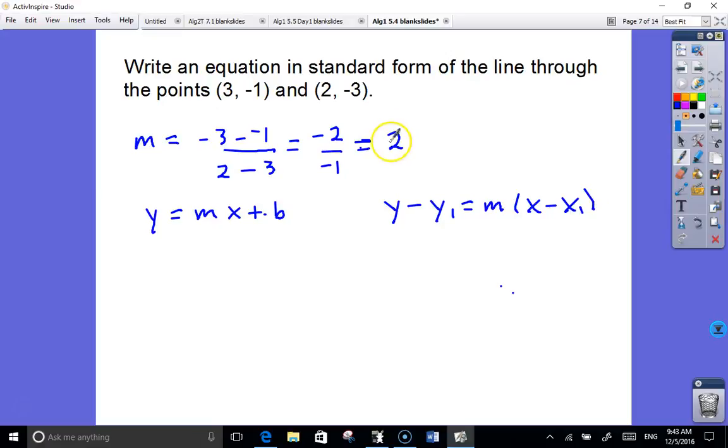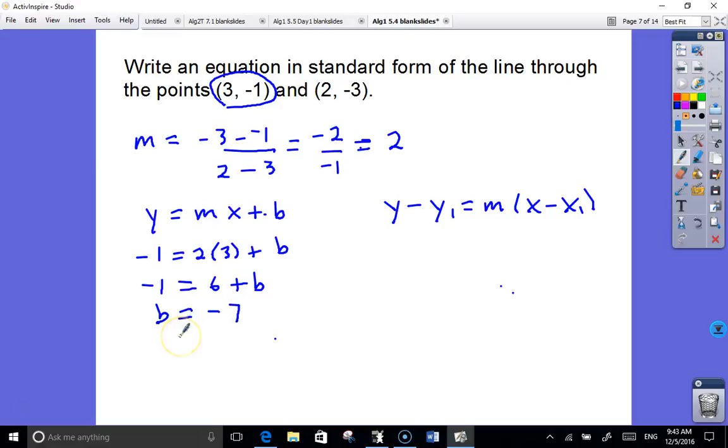Okay. So that 2, I'm going to put in the place of m. What am I going to put in the place of x and y so that I can find the b? One of those 2 points, right? And it doesn't matter which one. How about I take this first point right there. So I'll say -1 equals 2 times 3 plus b. So -1 equals 6 plus b. Right? Subtract 6, so b equals -7. So here's our slope-intercept form of a line. Y equals 2x minus 7.